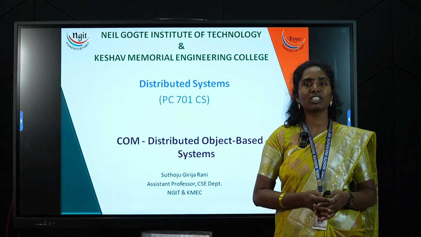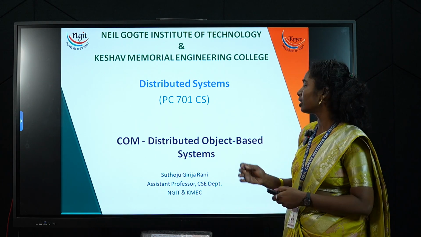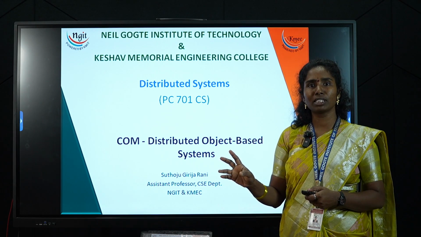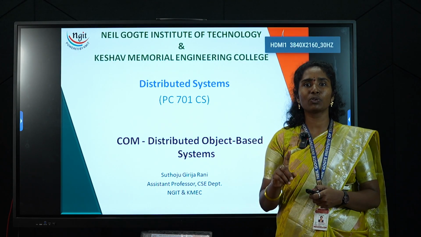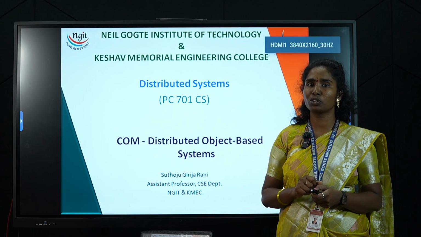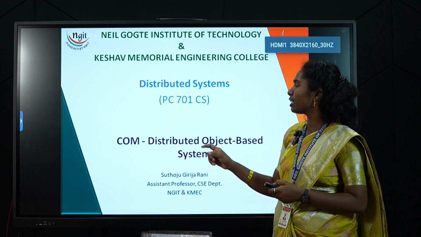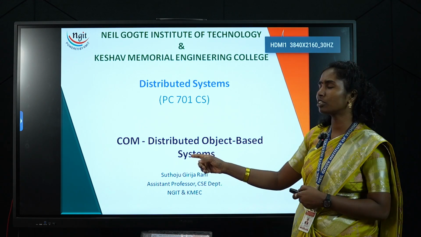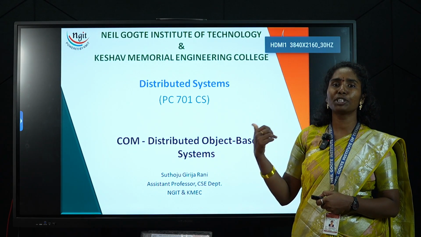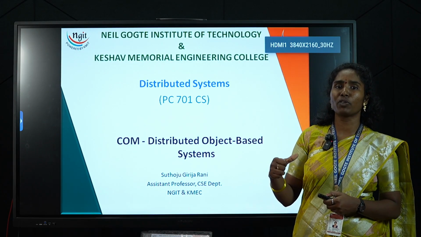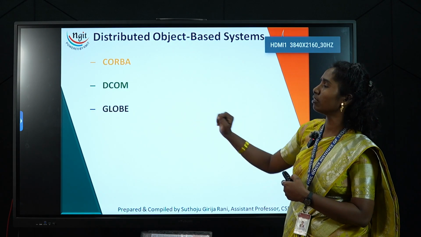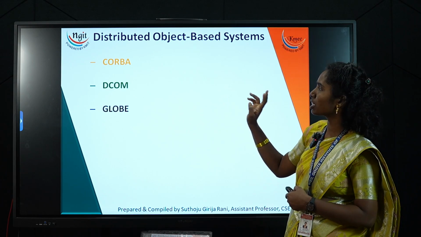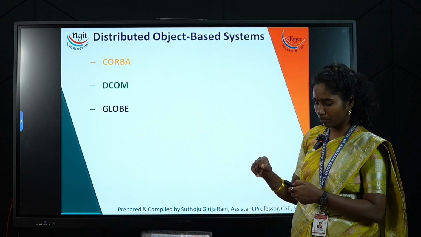In the previous session we discussed distributed object based systems, of which we have three. The first one is CORBA, which was covered in the previous session. Just go through that if you have any doubts. The next one is COM, which in general we call COM, and in the distributed environment we call DCOM. And the next one is Globe. There are three types. We have discussed the first type, and now we are into the DCOM procedures.